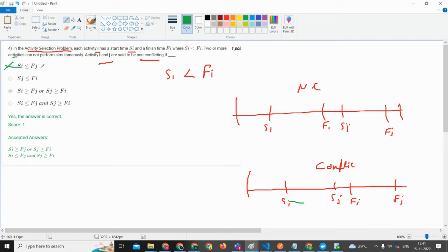The second option is saying starting time of the previous, like they are just interchanging i and j. So that is okay, right? That's still the same.